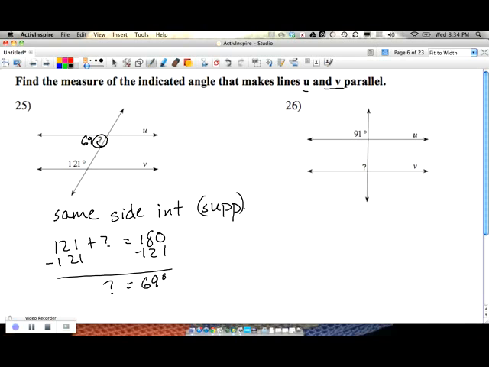Not 69 degrees. Is it 59? It is 59. I forgot to borrow. So it's 59 degrees.